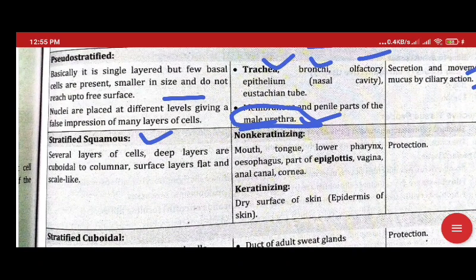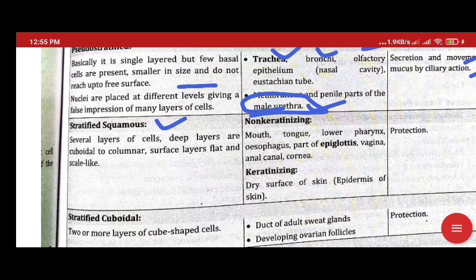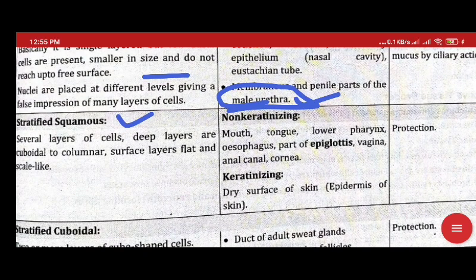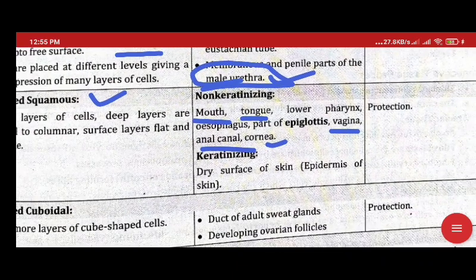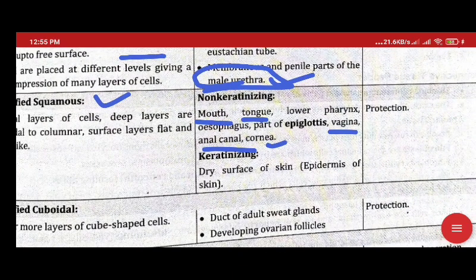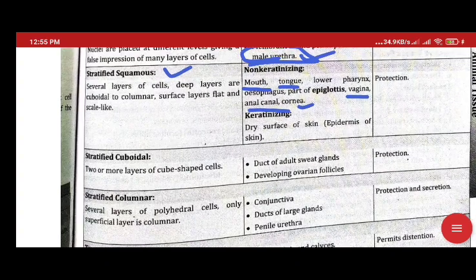Now stratified squamous. Its function is mainly protection. The trick is PMCA, watching TB: tongue, vagina, anal canal, cornea. T is for tongue. All this I will upload as one video and one PDF.